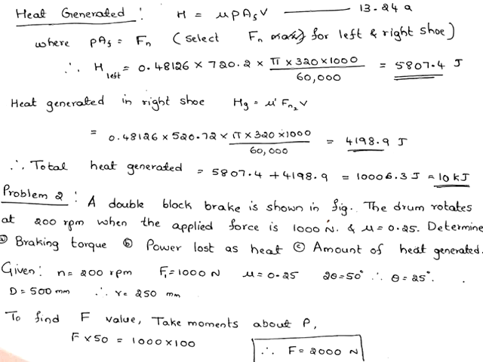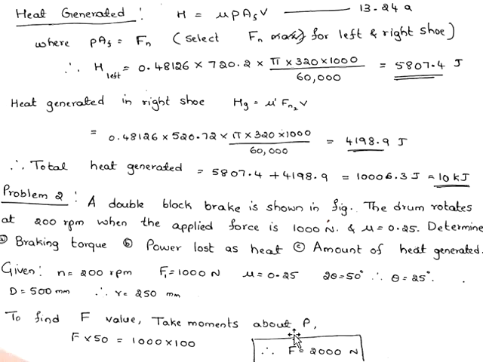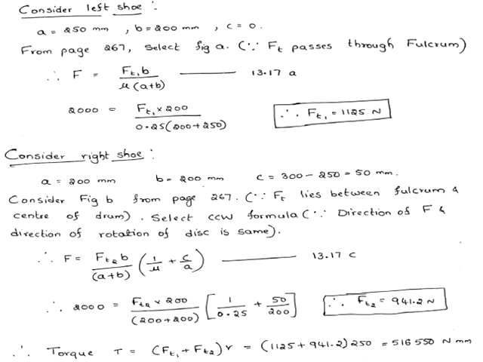First, find out what is value of force. Here F value is unknown, force is unknown. To find out this F value, force value, applied force, you have to take moment about this point. So here moment is given by this vertical force into perpendicular distance. So 1000 into 100 is equal to F into 50. When you equate this, you will get F value 2000 Newton. Remaining procedure is similar to previous problem.